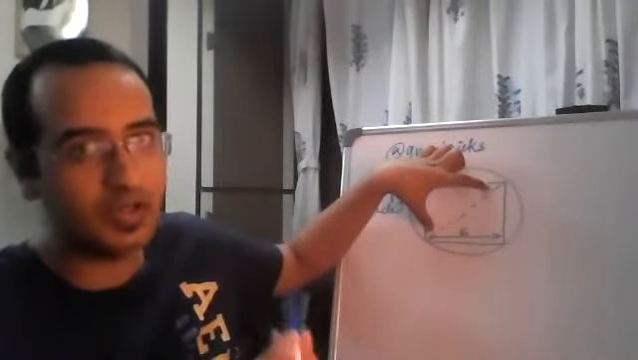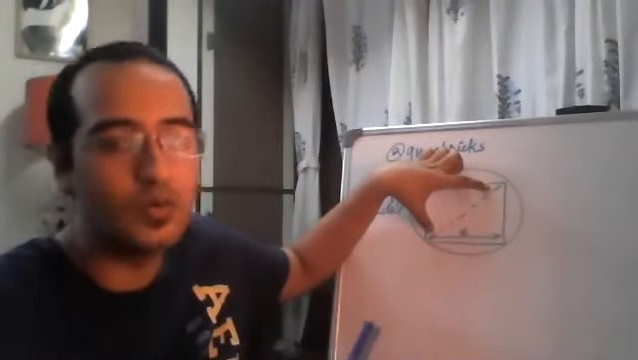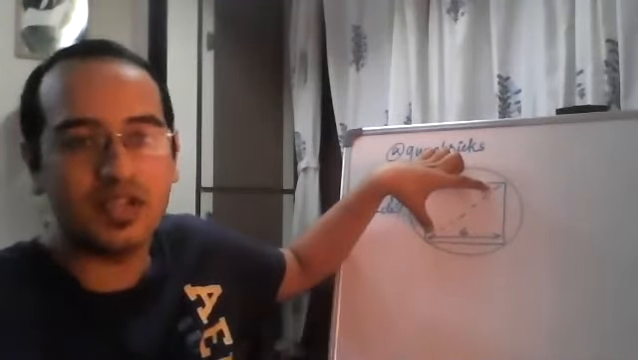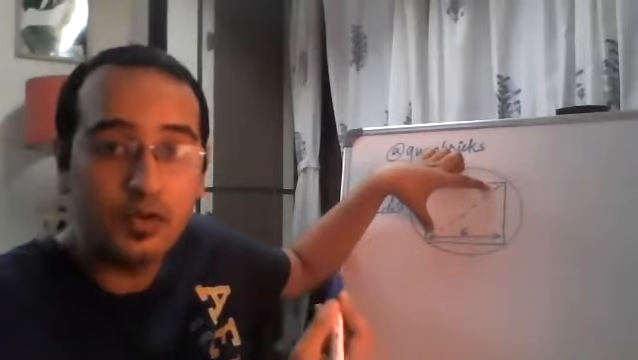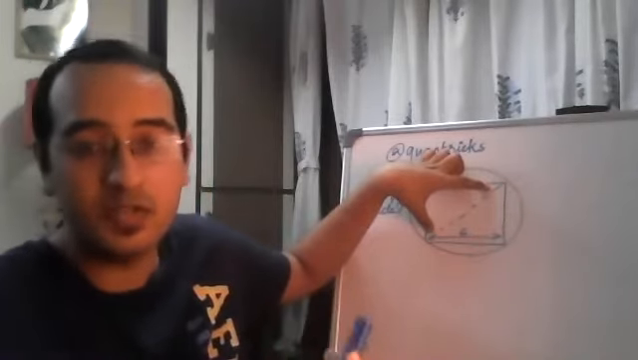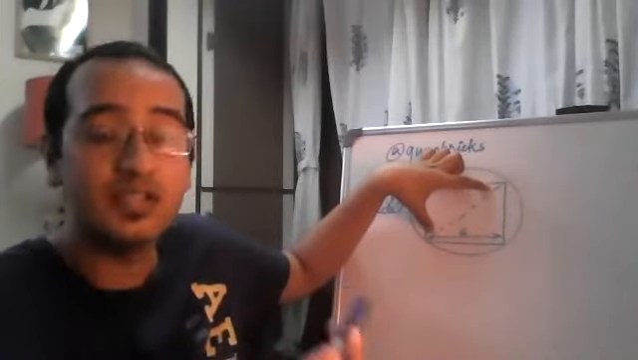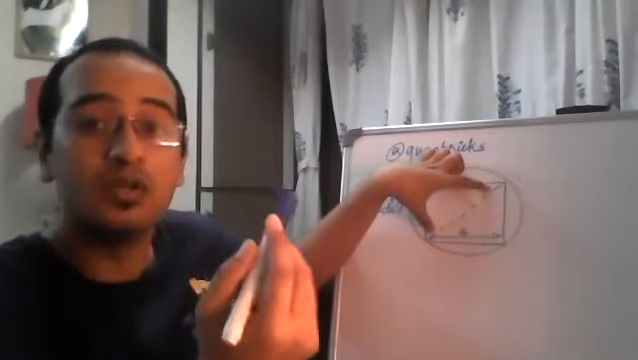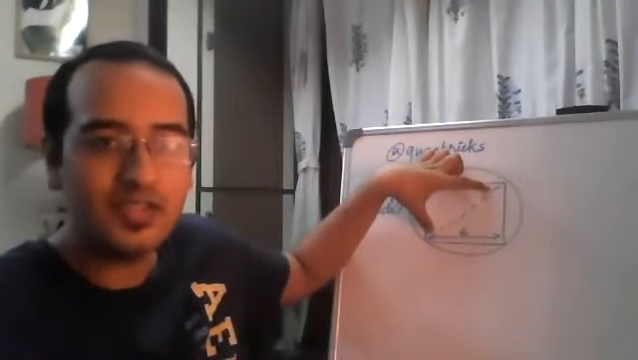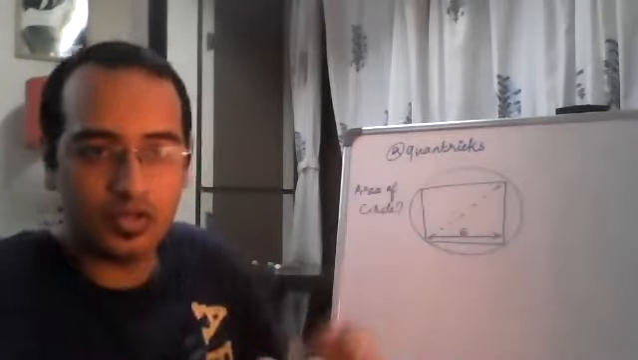Now in this particular case, the diagonal is equal to the diameter, right? Because the square is inscribed inside a circle. So the diagonal is equal to the diameter, which means the diameter is 6 root 2 units. Since the diameter is 6 root 2, the radius is 6 root 2 by 2, or 3 root 2 units.